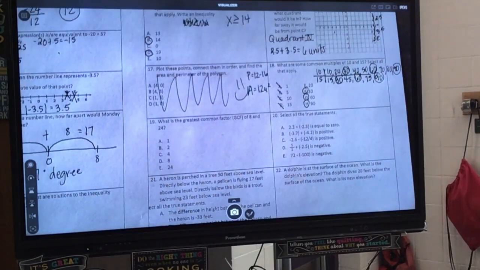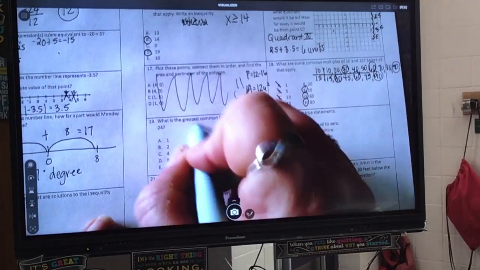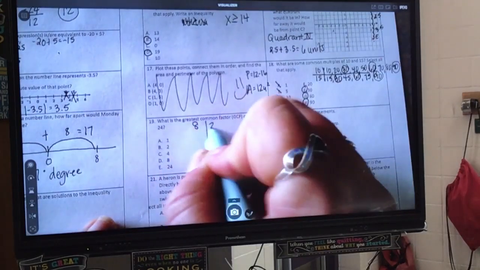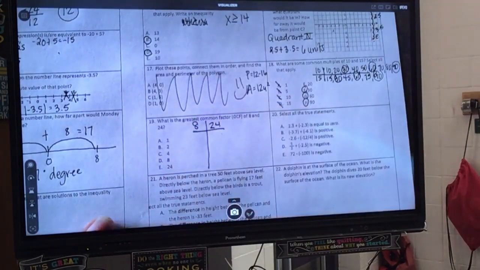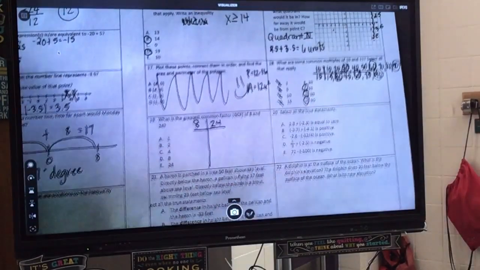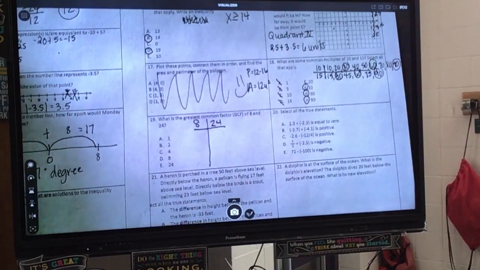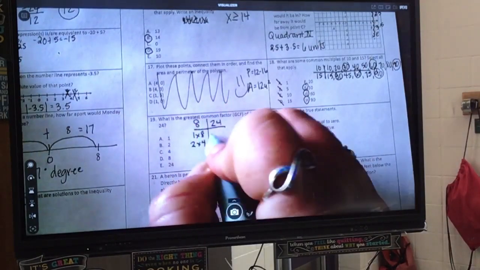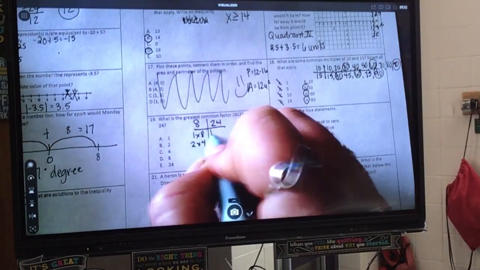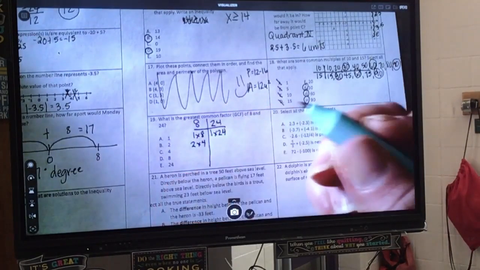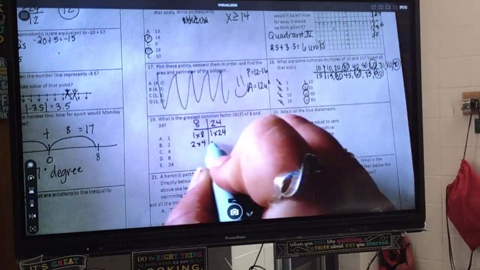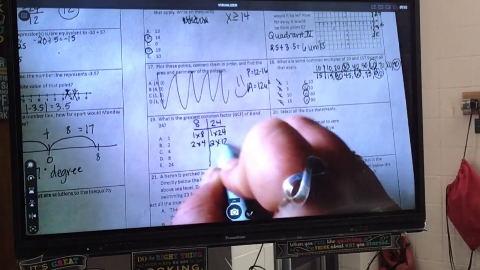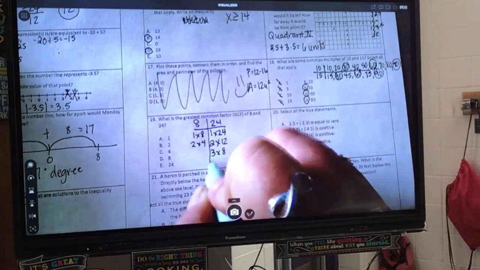All right. Number 19 says, what is the greatest common factor, the GCF, of 8 and 24? So doing a tall T right here. Someone raise your hand and tell me the factors for 8. Kylie? 1 times 8 and 2 times 4. All right, what are the factors for 24? Aiden. 1 times 24, 2 times 12, 3 times 8, and 4 times 6.